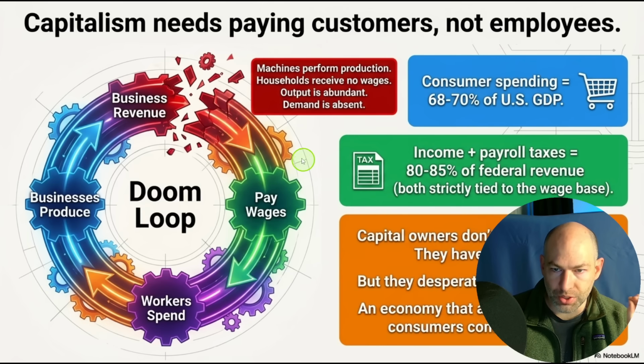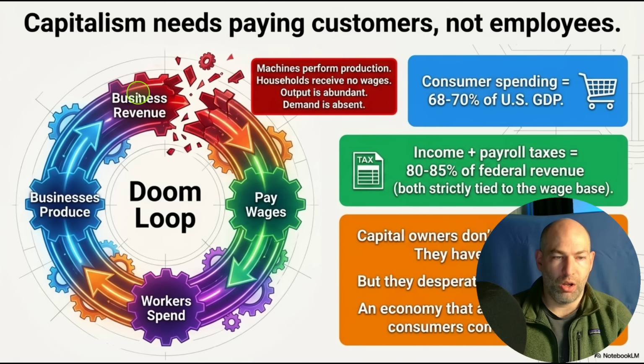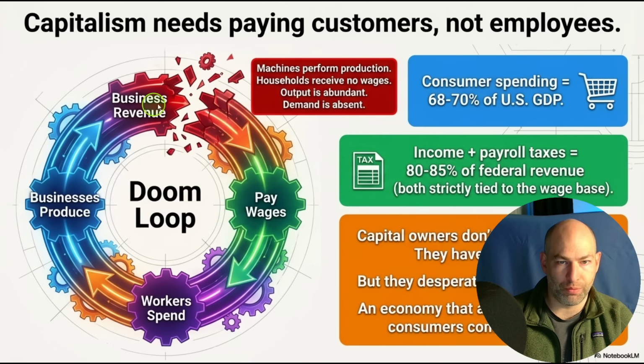This is the cycle: business revenues pay wages, which allows workers to spend, and the workers buy products and services from businesses, and so the loop continues. However, if businesses stop paying wages, then you have what's called a deflationary death spiral. And this is really bad for the economy for a number of reasons.